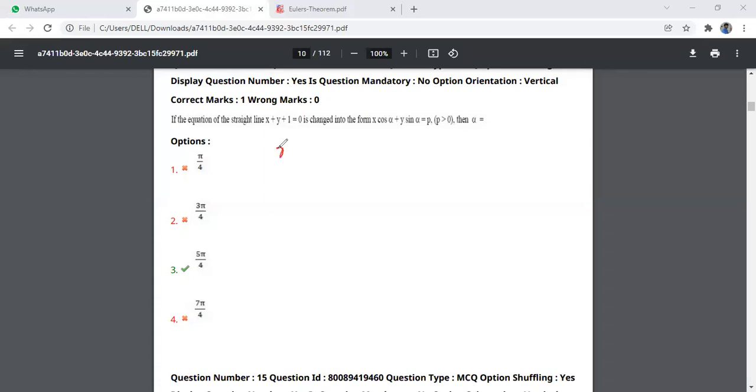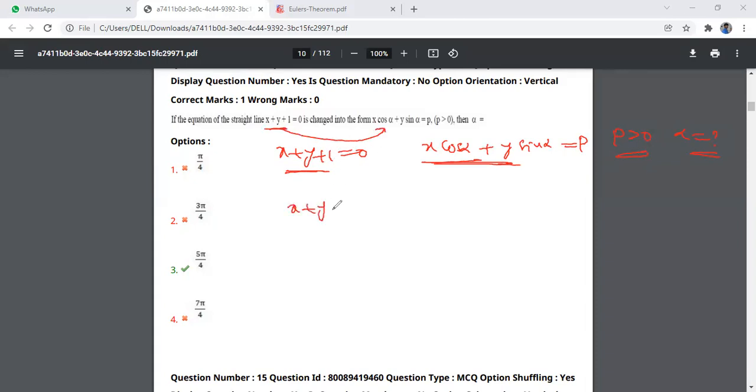Next here they are saying x plus y plus 1 is equal to 0, when it is changed to the form x cos alpha plus y sin alpha is equal to p, and they are saying p greater than 0. Then what is the alpha value they are asking? Simple. Just you convert this equation like this. They only said that this equation is changed to this form, so we have to set this x plus y is equal to minus 1, but here they are saying p is greater than 0. So what I am doing is I am multiplying with the minus. This total equation I am multiplying by minus, so minus x minus y is equal to plus 1.